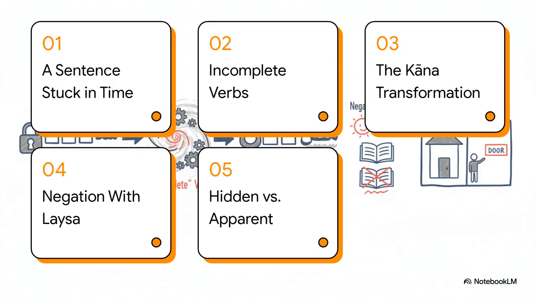So, here's our game plan. We're going to start with this whole timeless sentence problem. Then, I'll introduce you to the solution, these special verbs. We'll see it all in action with the master verb kana. Then, add another tool for negation. And finally, we'll cover a really key detail that'll make you sound way more fluent.